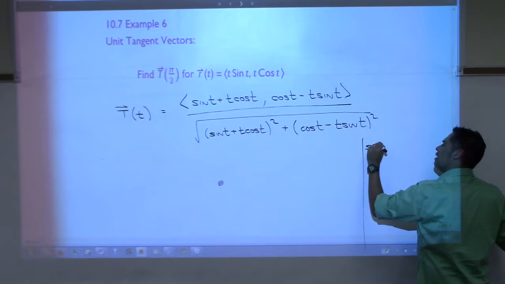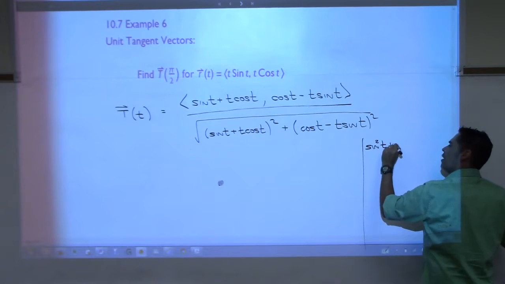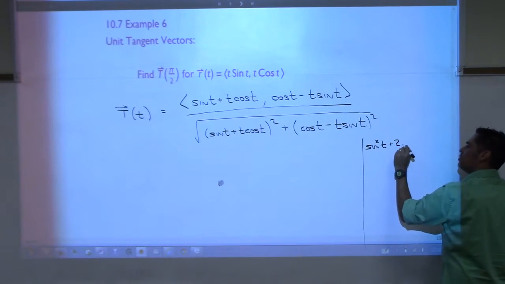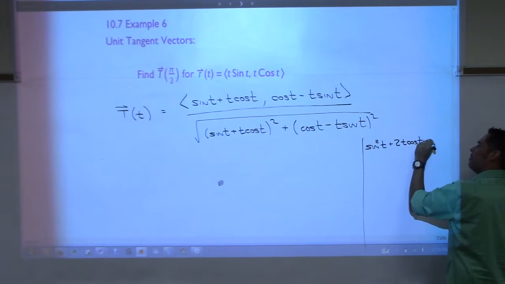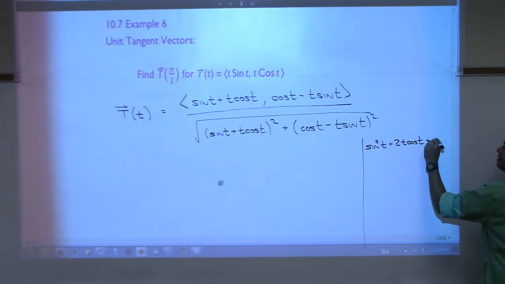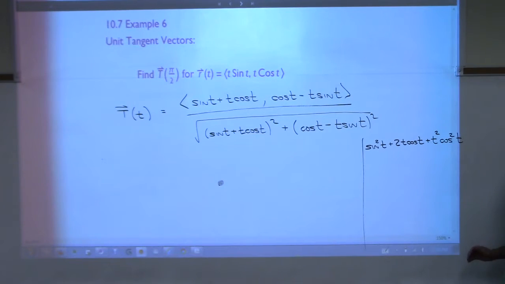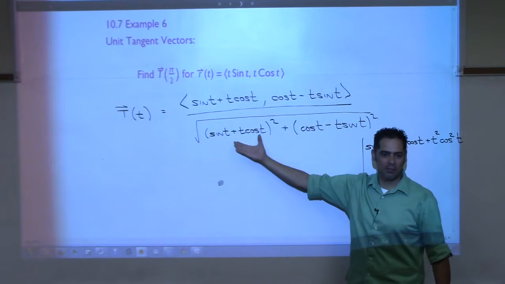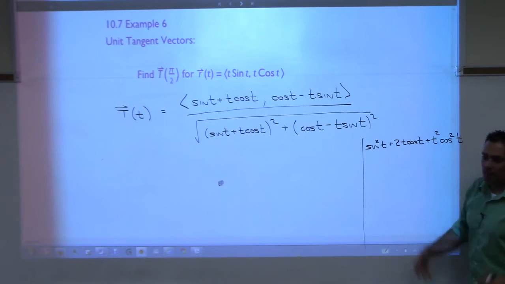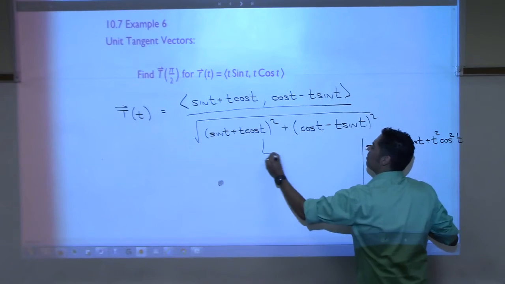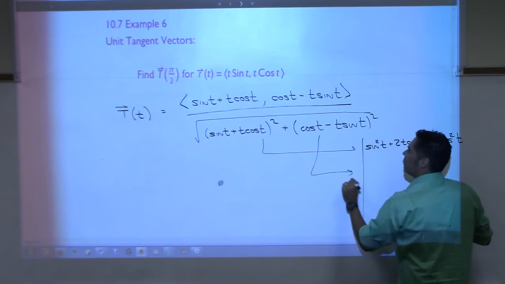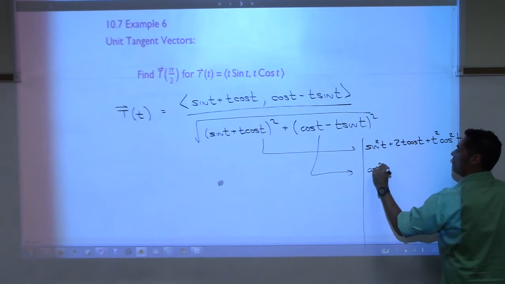Sine squared t plus 2t cosine t plus t squared cosine squared t. That's what you should get if you actually expand this out and collect like terms. What would happen if you expand this one out? So this one's here. This one, let's do that one. Cosine squared t.